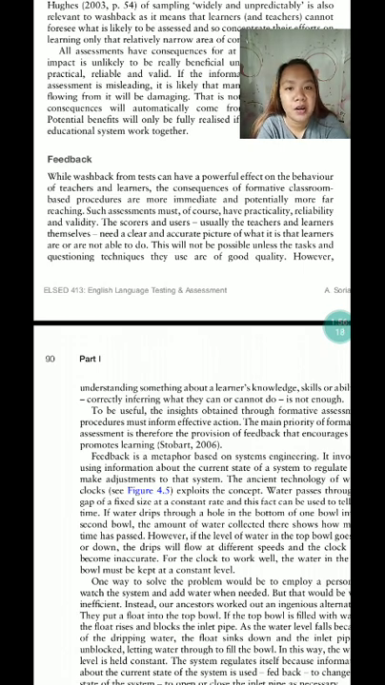Feedback. While washback from tests can have a powerful effect on the behavior of teachers and learners, the consequences of formative classroom-based procedures are more immediate and potentially more far-reaching. Such assessment must, of course, have practicality, reliability, and validity. Usually, the teachers and learners themselves need a clear and accurate picture of what learners are or are not able to do. This will not be possible unless the tasks and questioning techniques they use are of good quality.